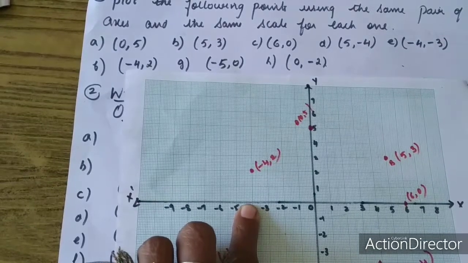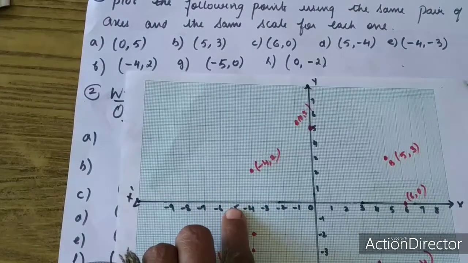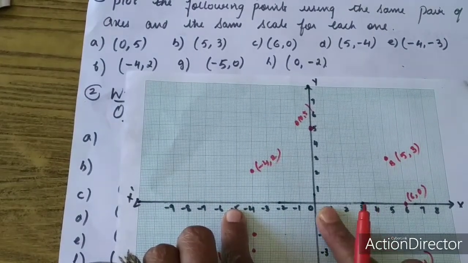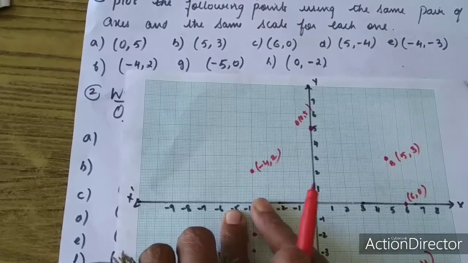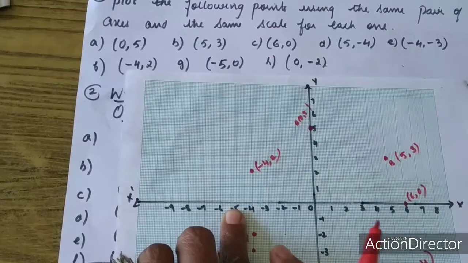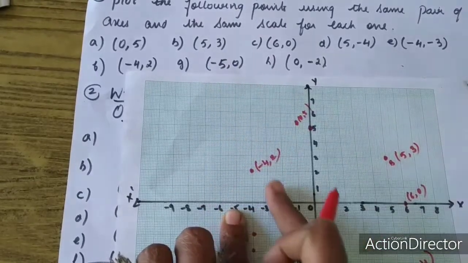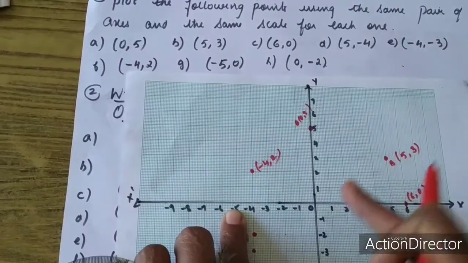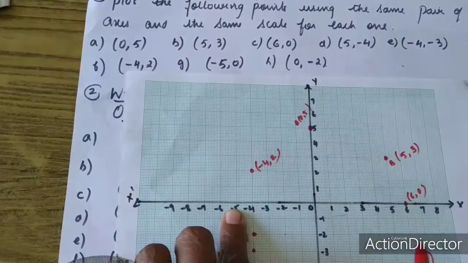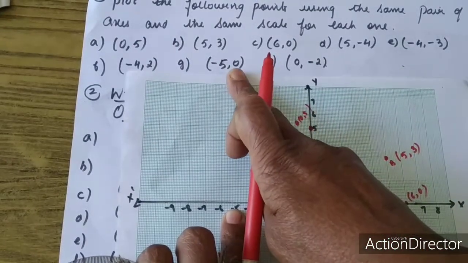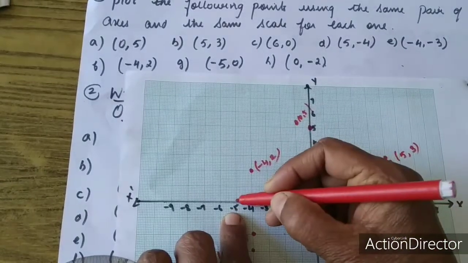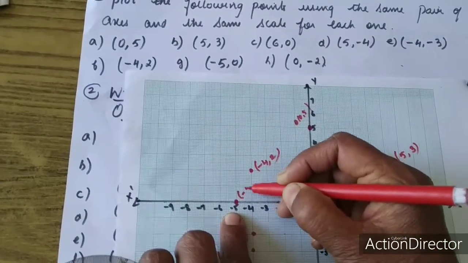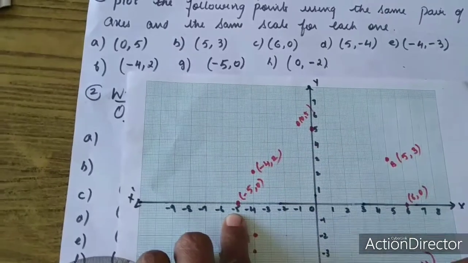Next one is -5, 0. So, -5 on the x-axis and 0 on the y-axis. I said earlier, if any one coordinate is 0, it will always lie on the axis. If y is 0, it will lie on the x-axis. If x is 0, it will lie on the y-axis. Here, y is 0, so my coordinate will lie on the x-axis. So, this is the point where -5, 0 is plotted.